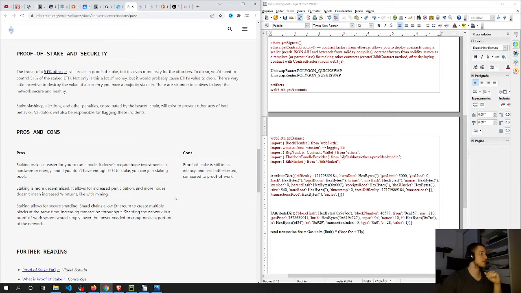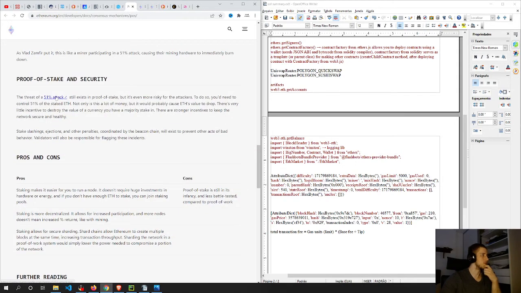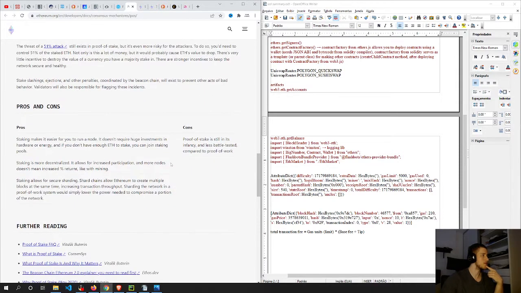Stake slashings, ejections, and other penalties coordinated by the Beacon chain will exist to prevent other acts of bad behavior. The thing is, I'm not sure how much money that would be, but I guess, yeah, because that's the thing. How are you going to verify that? I get that's the weird thing about it, because I don't know how it works really well.